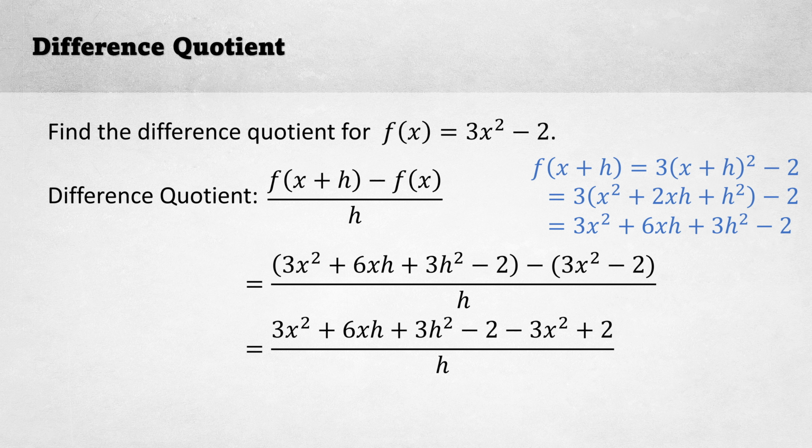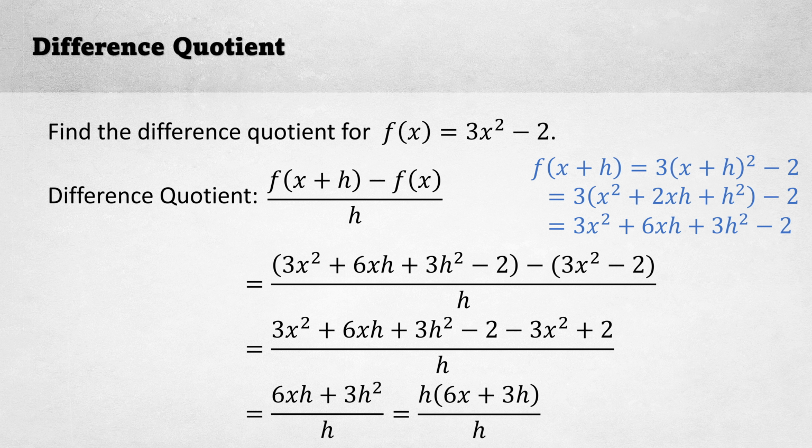Distribute the negative into f of x and combine the like terms to get 6xh plus 3h squared over h. We can simplify this by factoring out an h and canceling the h's. So the difference quotient is 6x plus 3h.